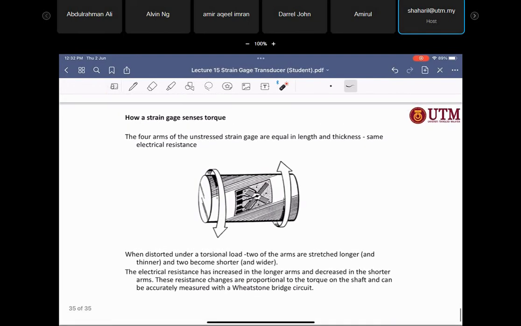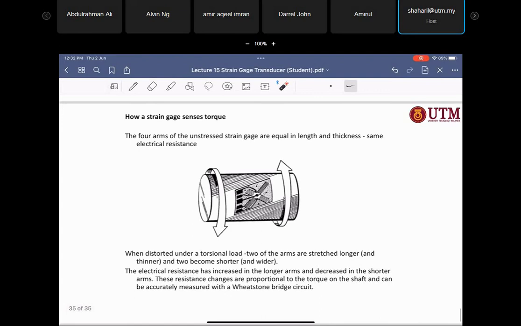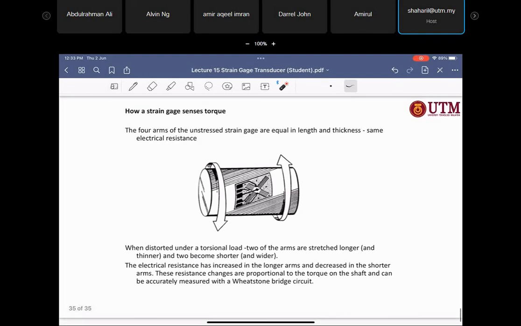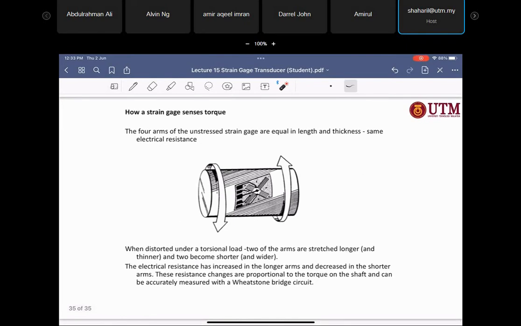The application of the strain gauge can also measure torque. So when you put the strain gauge like here on the material that you want to measure, you can also do that. Okay, so that's it for this topic. Let's take a break for 2 minutes, and then we continue with the next topic.